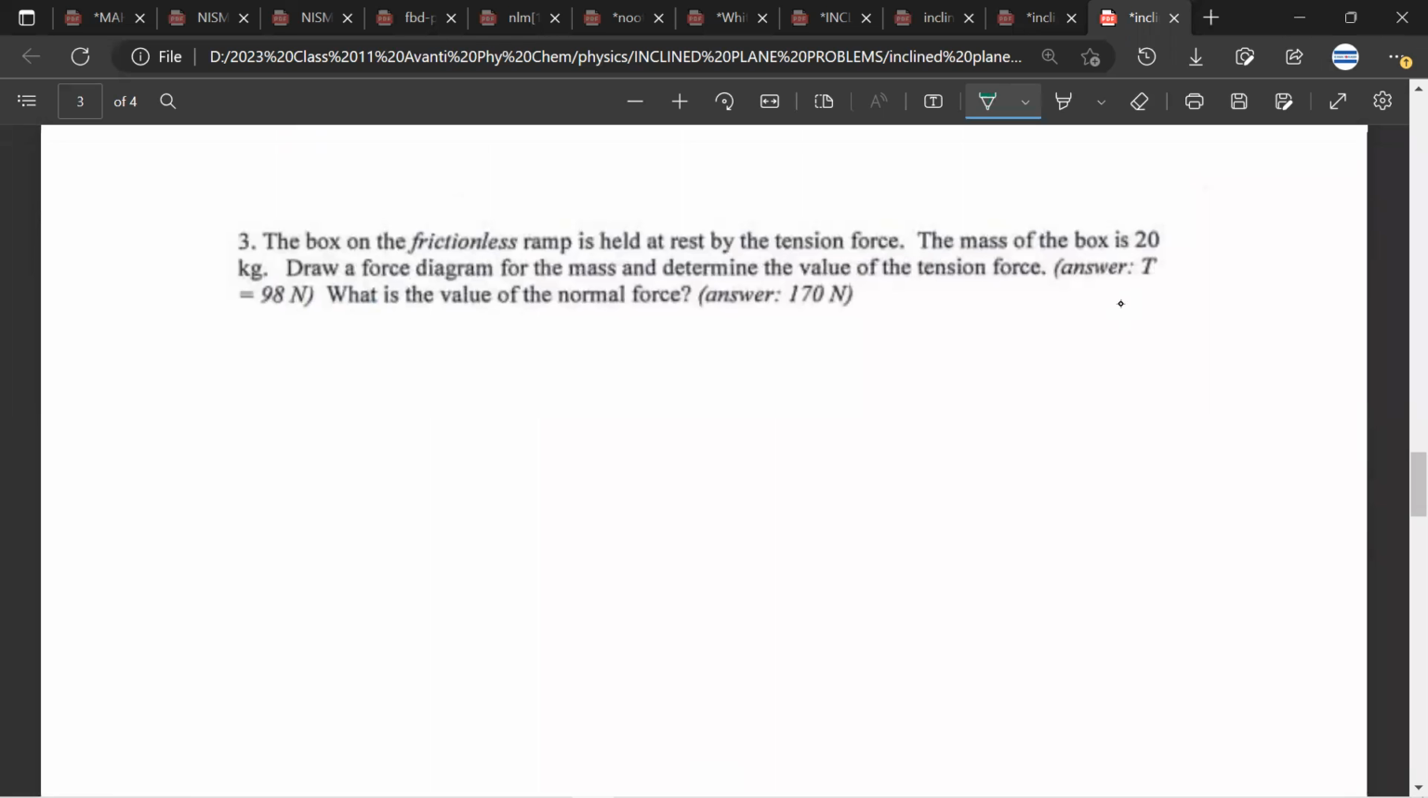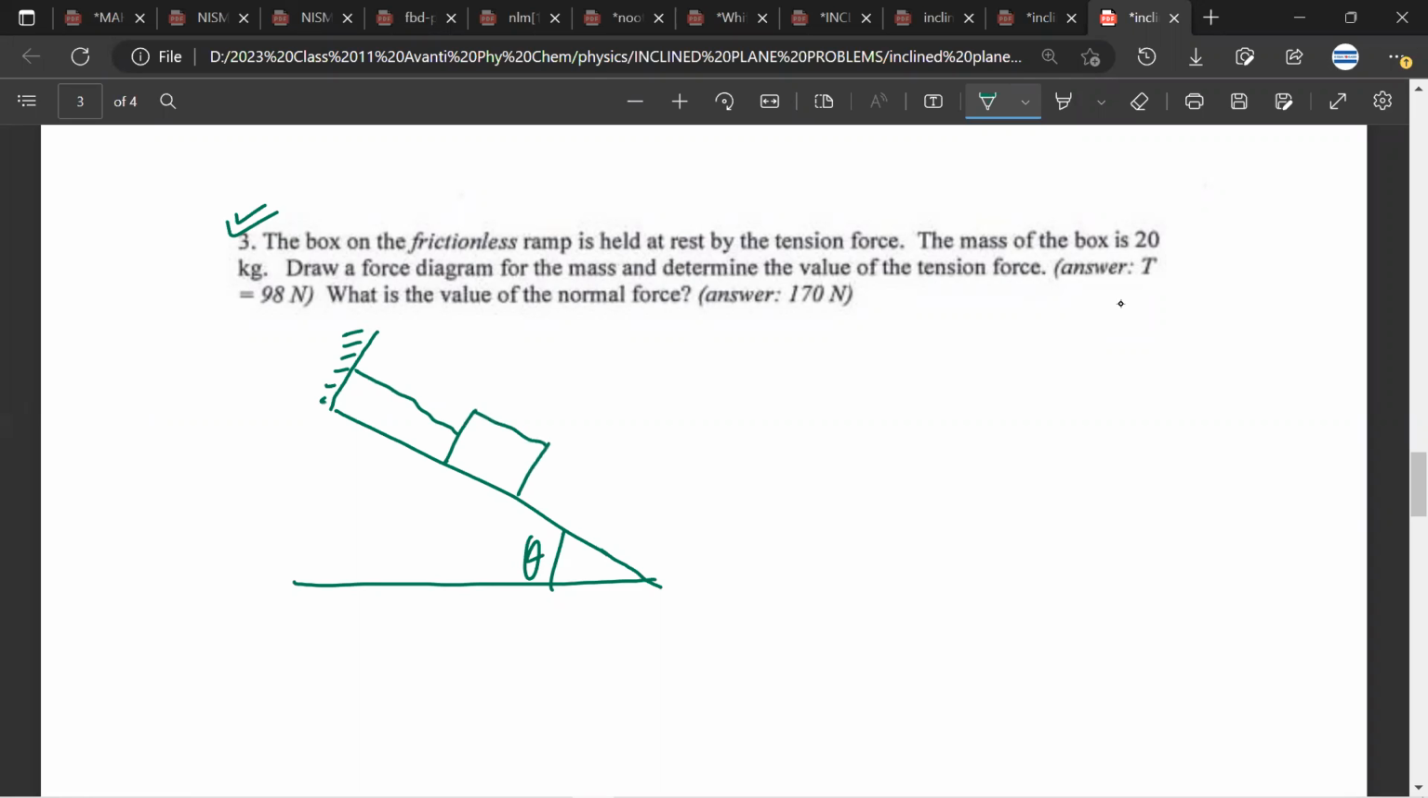I will just draw a force diagram for this question. You'll have to do the calculation yourself. Box on the frictionless ramp is held at rest by a tension force. Frictionless ramp is held at angle theta. So maybe this is how this block is being held. Am I making sense? This should be a straight line, just mind it, a straight line like this.